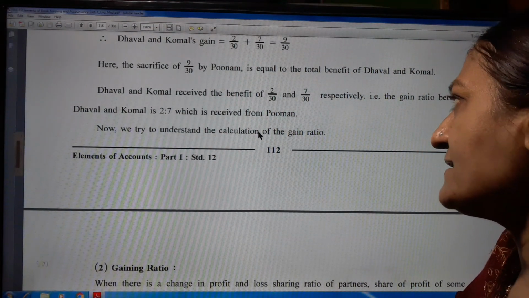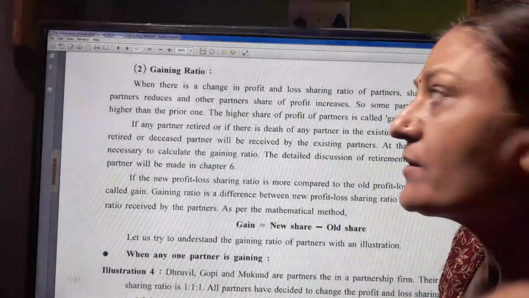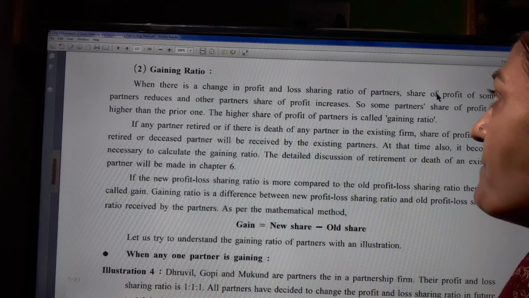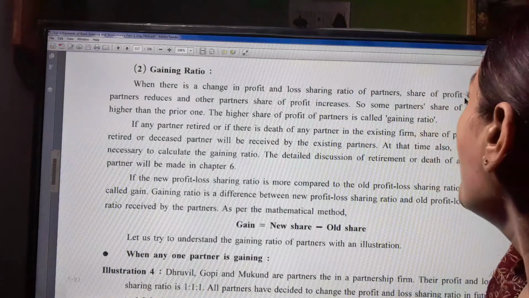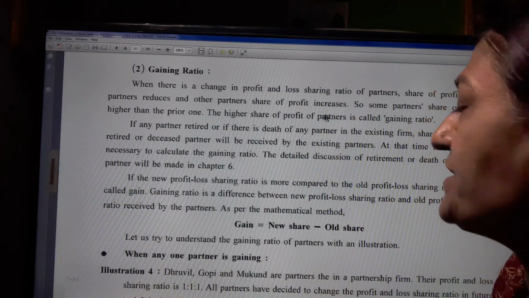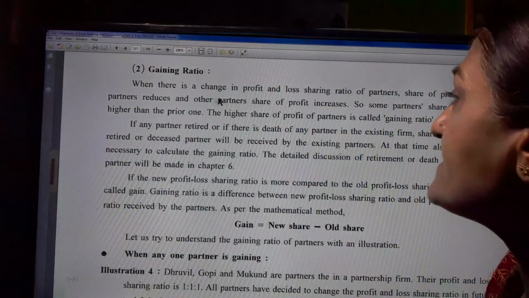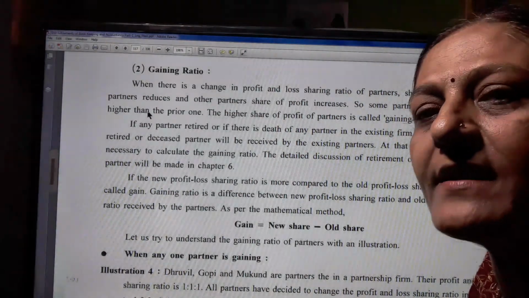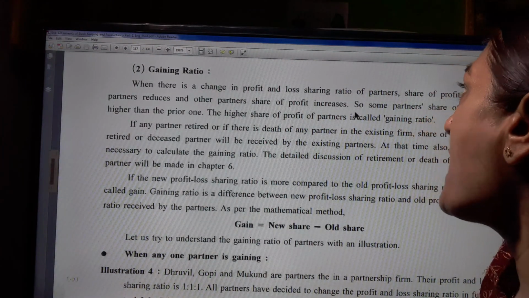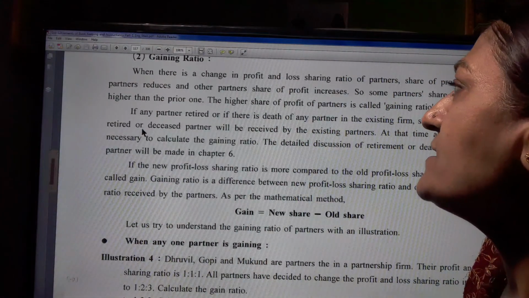Now we try to understand the calculation of gain ratio. Here, gaining ratio: when there is a change in the profit and loss sharing ratio of partners, the share of profit of some partners reduces and other partners' share of profit increases. So some partners' share of profit is higher than the prior one. At that time, the higher share of profit of a partner is called the gaining ratio.